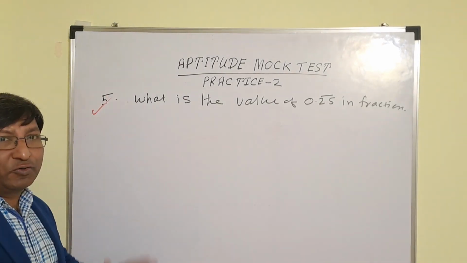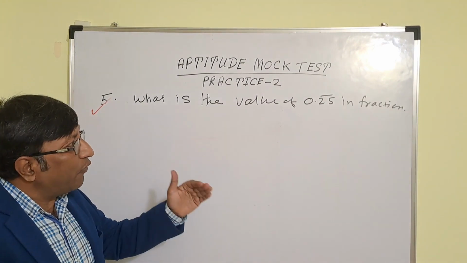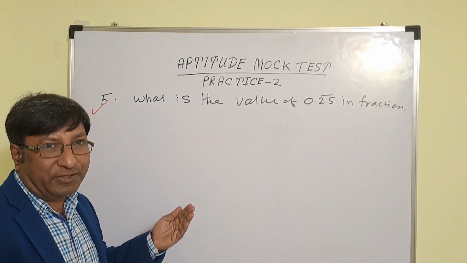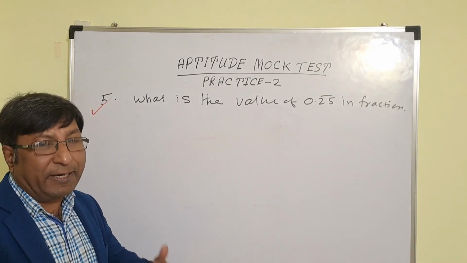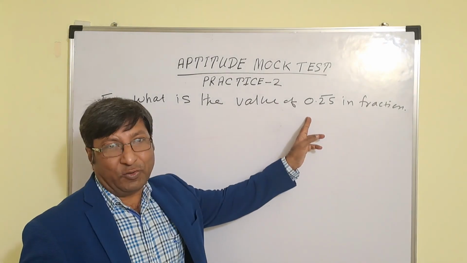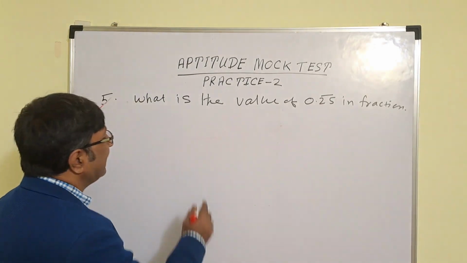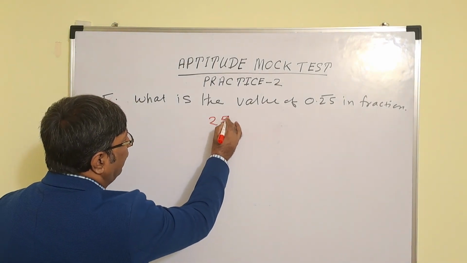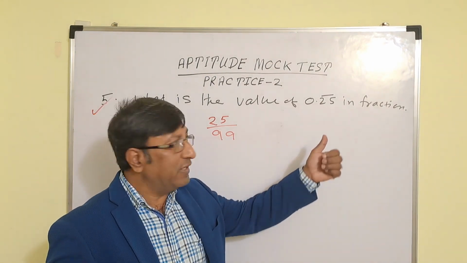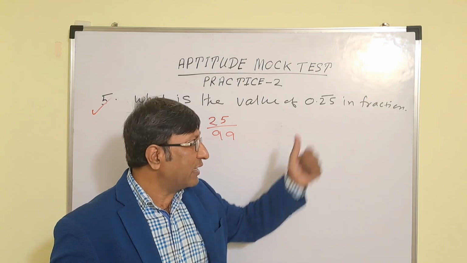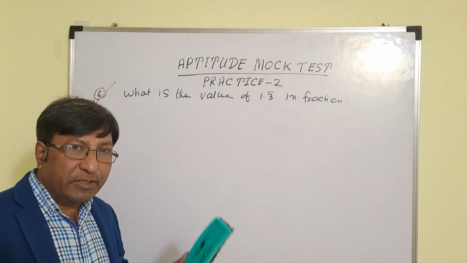Now see question number 5. The 5th question is also a very important question. What is the value of 0.25 bar in fraction? We can solve this question very easily without the use of pen and paper, only in mind. 0.25 bar. After the decimal, 2 digits both have a bar. So our correct answer will be 25/99. Because 2 digits have a bar, so 2 nines. If there is 1 digit with a bar, then 1 nine.